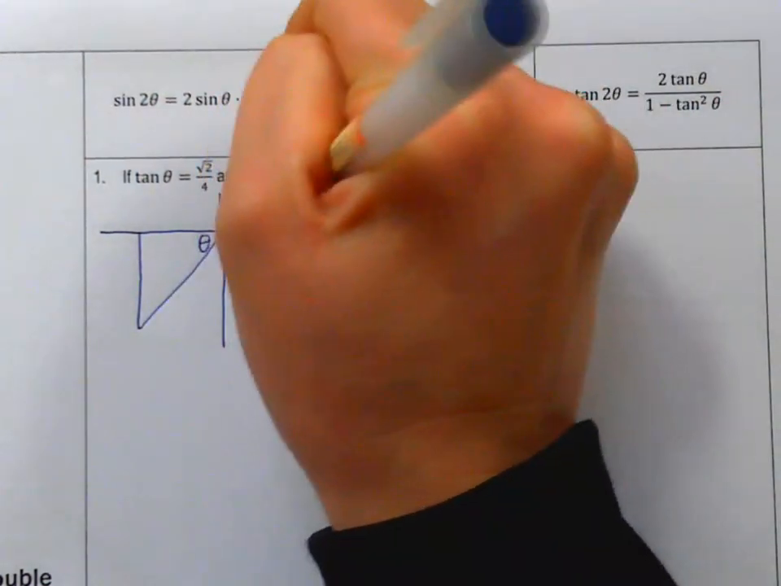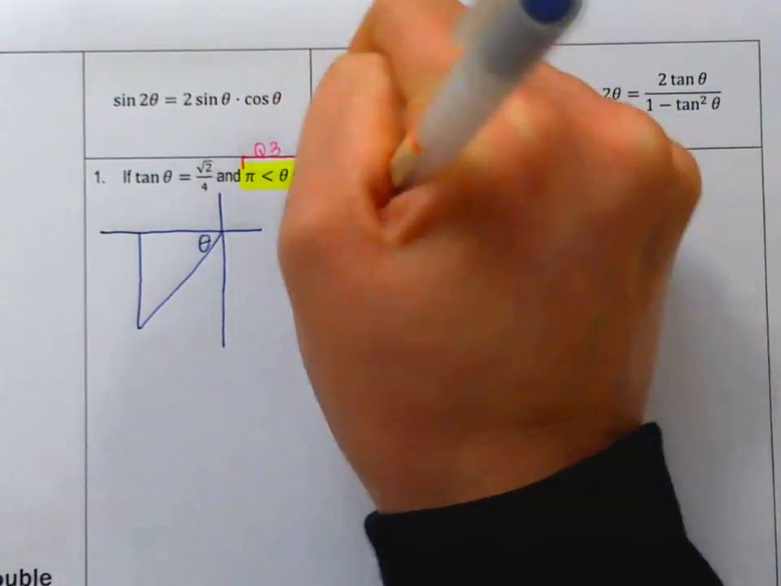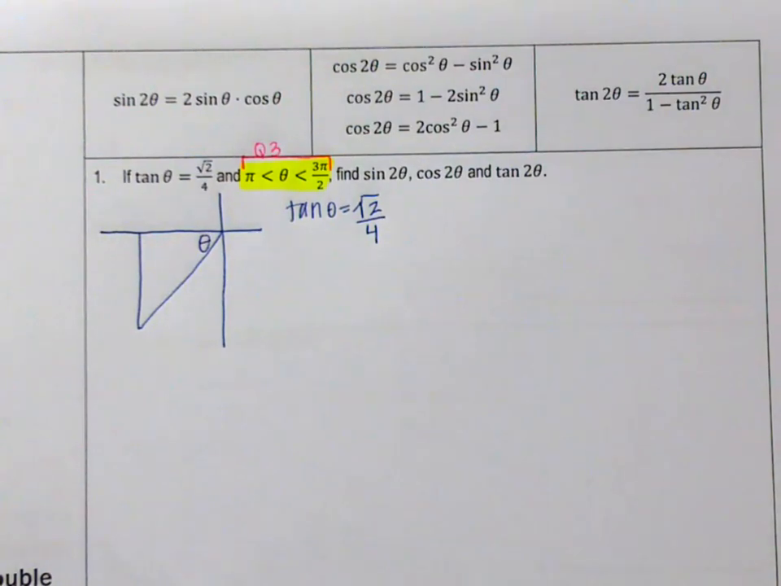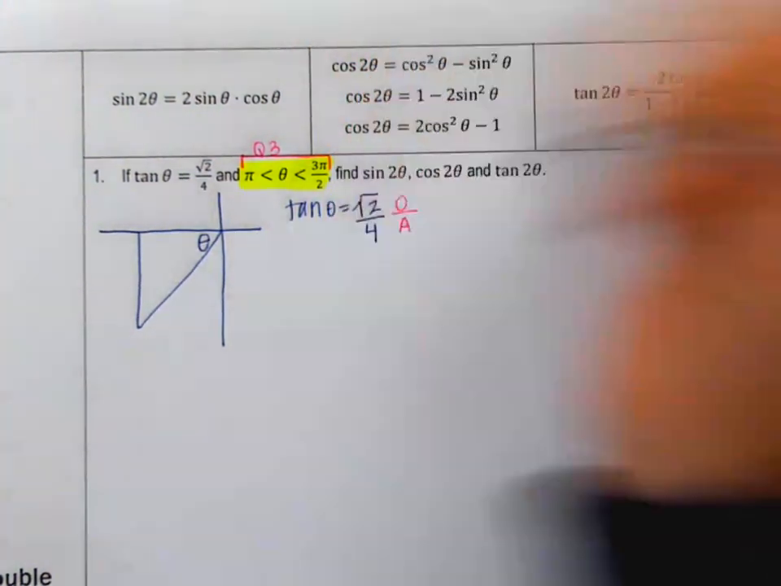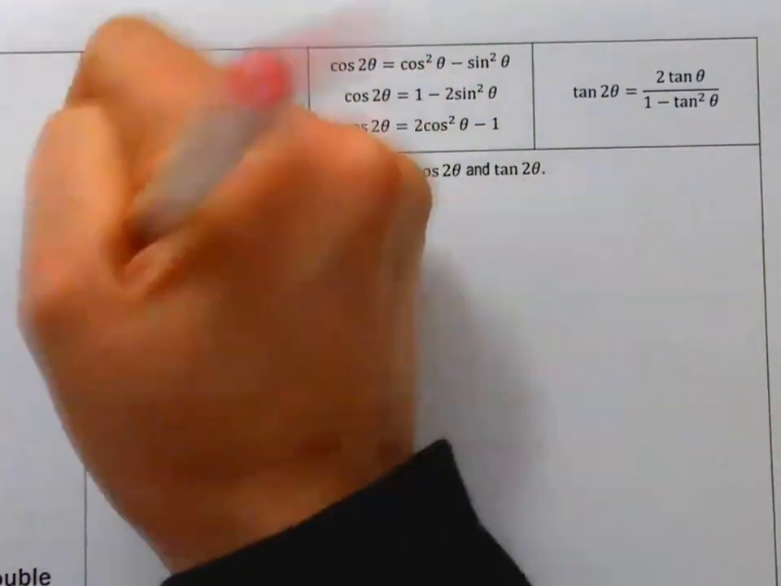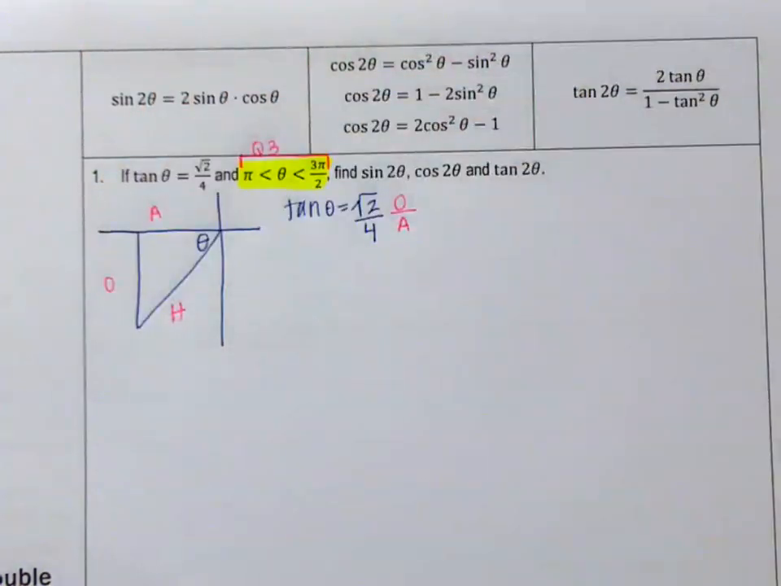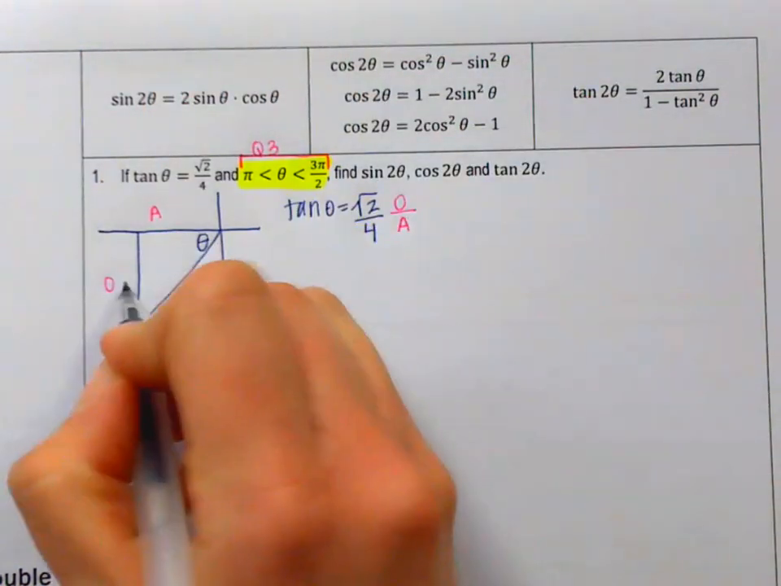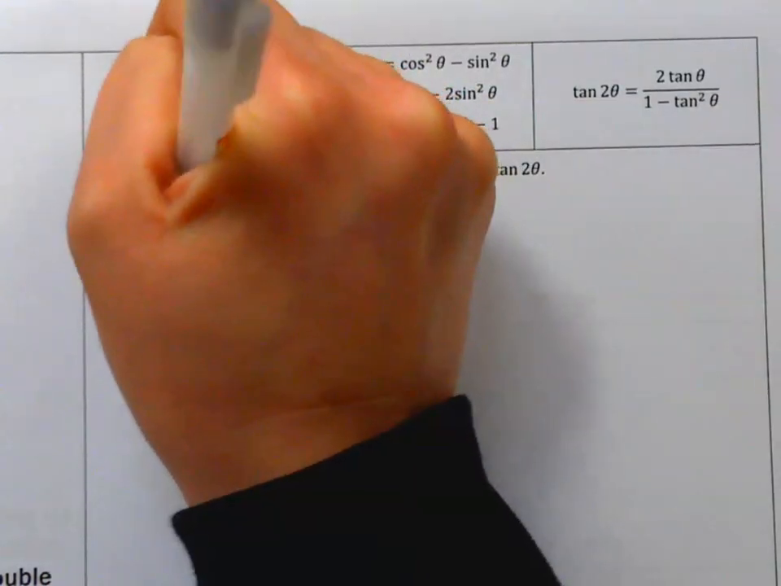So it tells us that tangent theta is equal to rad 2 over 4. So we know tangent is the opposite over the adjacent. And so if I label my triangle here, this is my opposite, my adjacent, and my hypotenuse. And so that tells me that this part is rad 2, and then this part is 4.